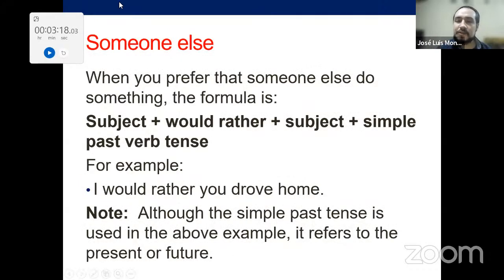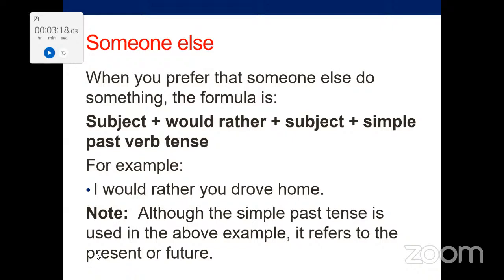Someone else. This is for you, please, Evelyn. Let's read this slide. When you prefer that someone else do something, the formula is subject plus would rather plus subject plus simple past verb tense. For example, I would rather you drove home. Note, although the simple past tense is used in the above example, it refers to the present or future.